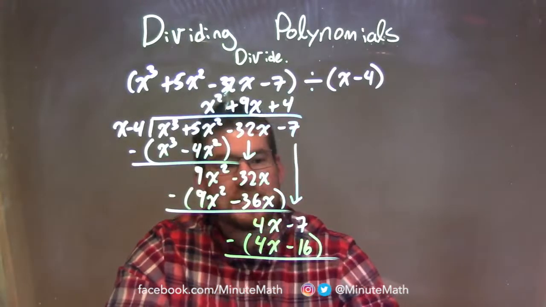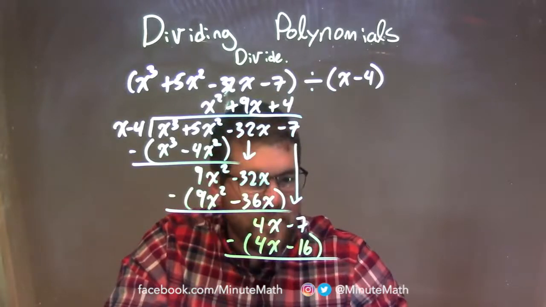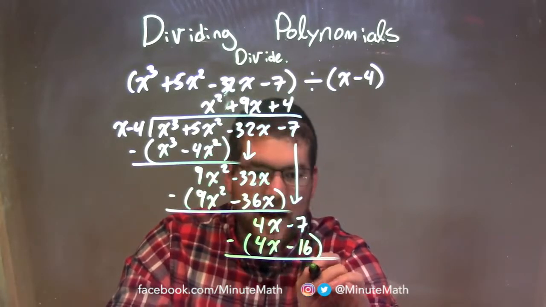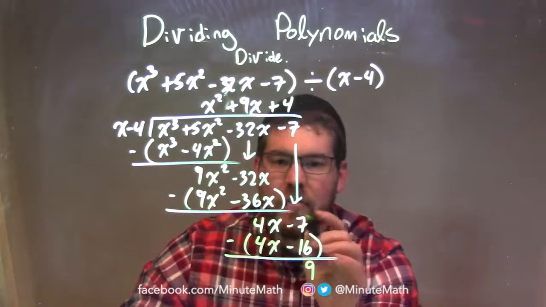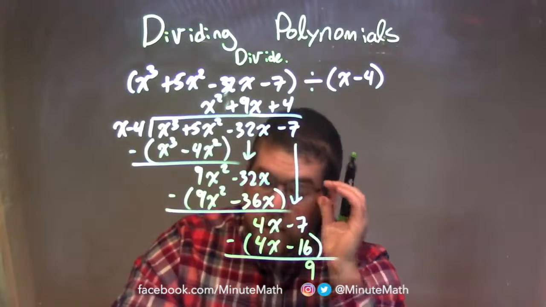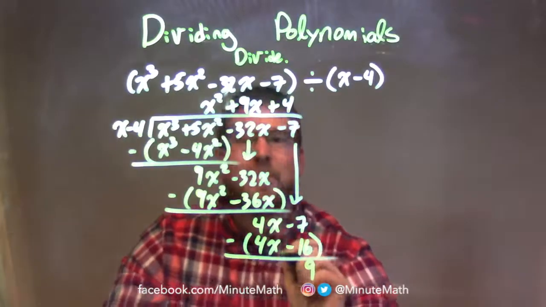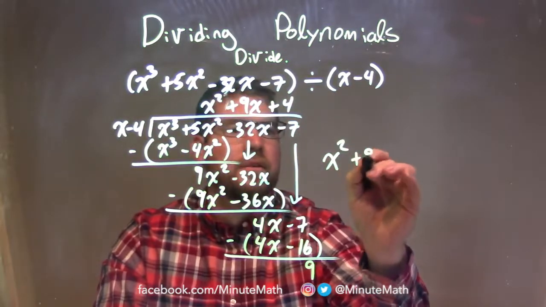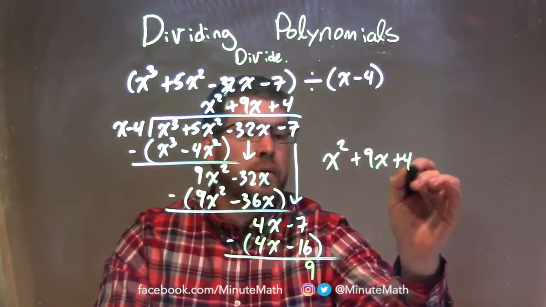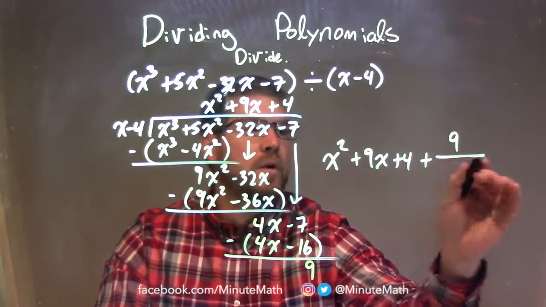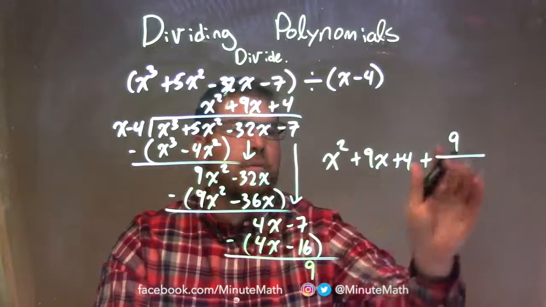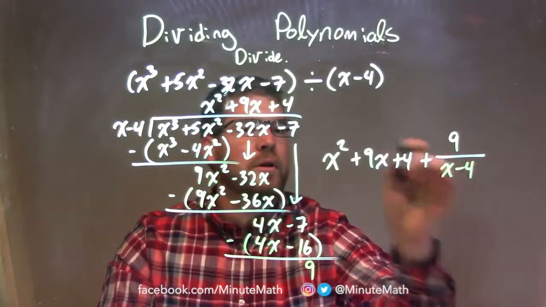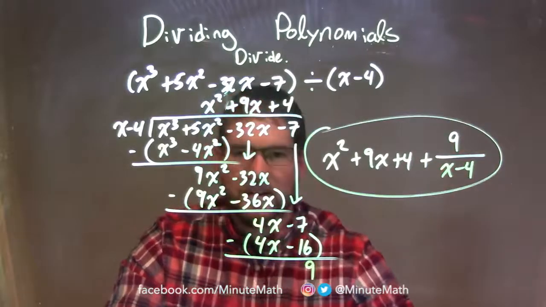And negative 7 minus the negative 16 is like adding a positive 16, which comes out to be a positive 9. So a positive 9 right there, right? Negative 7 plus a positive 16. Positive 9. Positive 9 is my remainder, and so my final answer is what's written up here, my x squared plus 9x plus 4 plus 9 over my 9 being my remainder over my divisor, which is x minus 4. And that is my final answer.